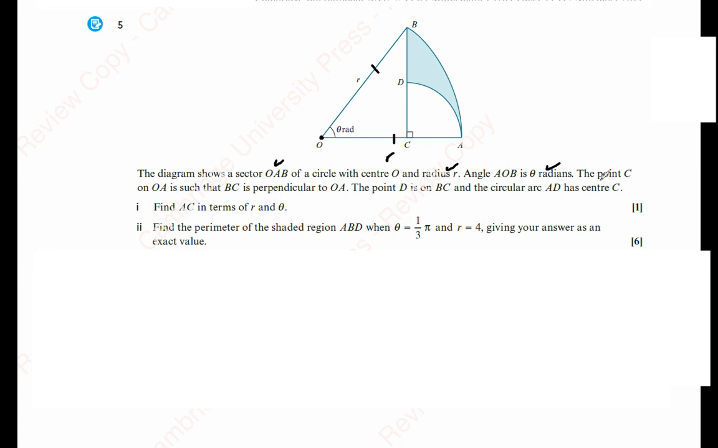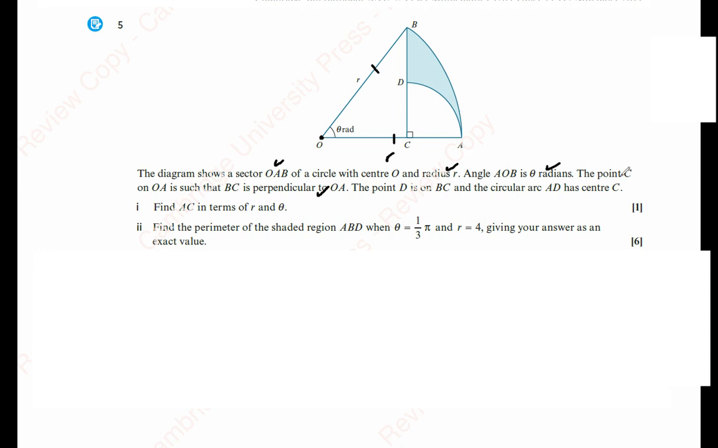Got it? The point C on OA, the point C over there, is perpendicular to BC. It's 90 degrees to BC. I can see that. Good. The point D is on BC. You can see that. And the circular arc AD has center C. All right, so this is another smaller circle that you can draw inside it, or part of that sector, which means that this is like a second radius.